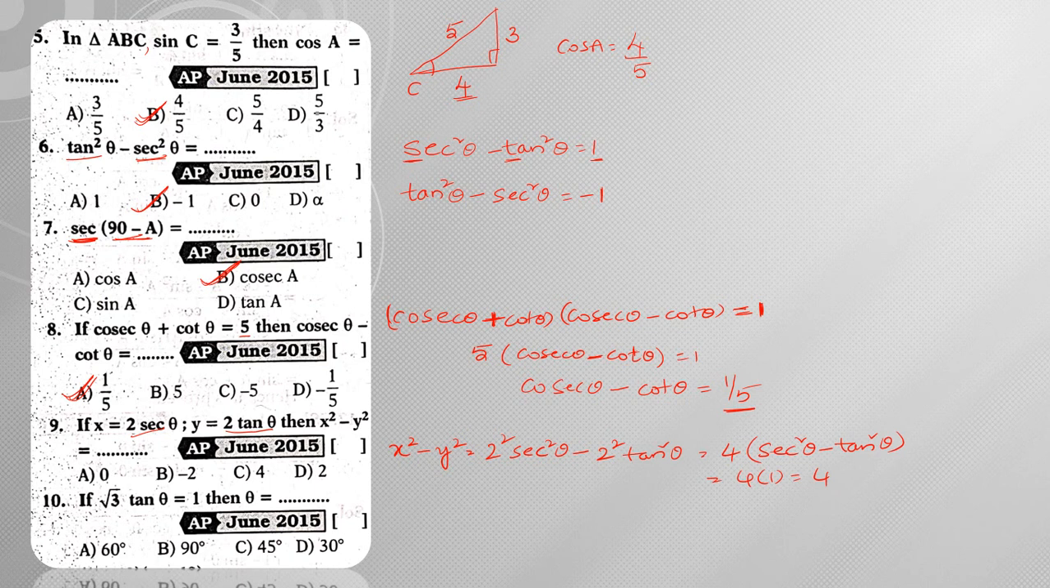Next, root 3 tan theta is equal to 1. So from that I can write tan theta is equal to 1 by root 3. In tan, when you get 1 by root 3, it is tan 30 degrees. Now on comparison, theta is equal to 30 degrees. Hence the answer is option D. So for this the option is C.